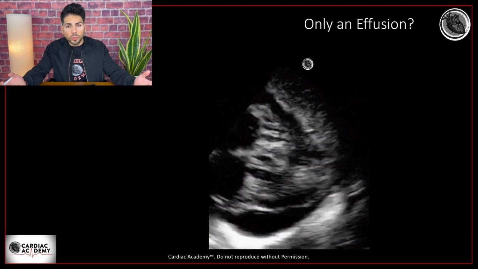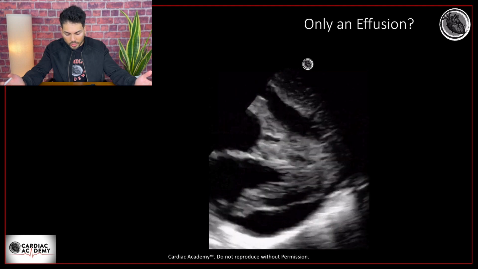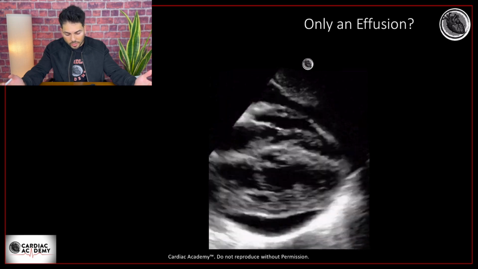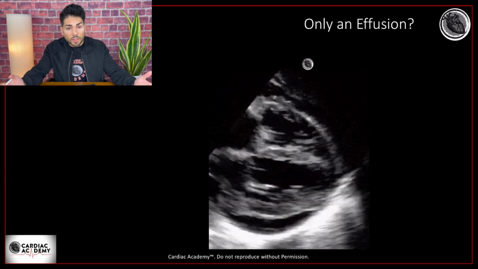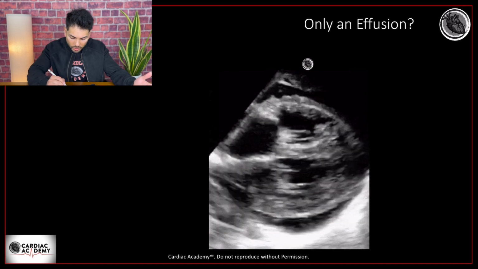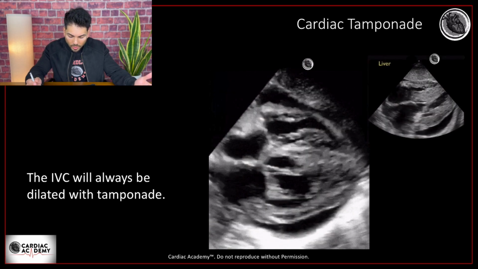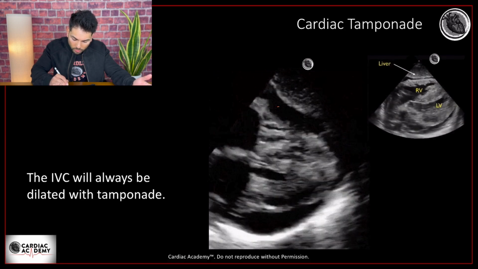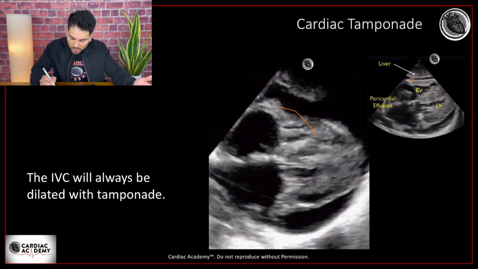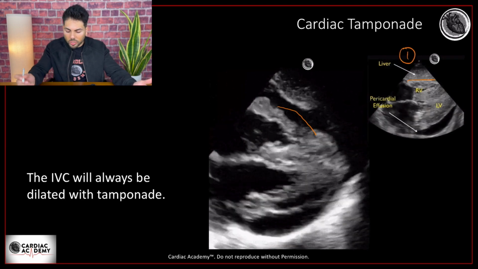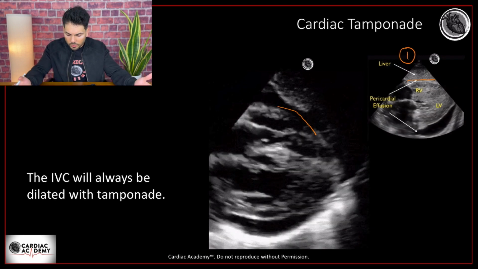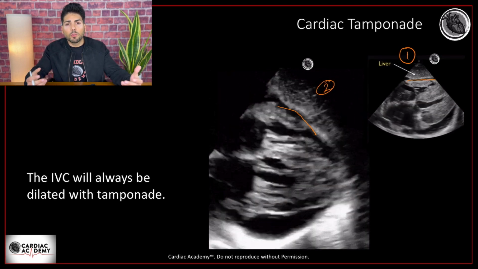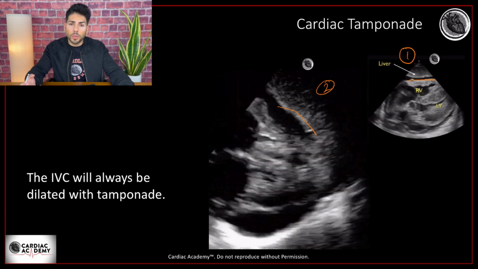Is this only an effusion? So what are the key findings on tamponade, okay? So you're gonna see right ventricular compression, which we're seeing right here, okay? So you can see how comparing this right ventricular wall to this one right here, you can see that over here it's just a pericardial effusion, but in this one over here, there's more right ventricular compression, so this is more consistent with tamponade.